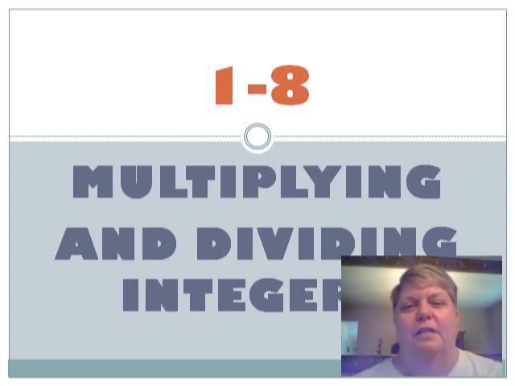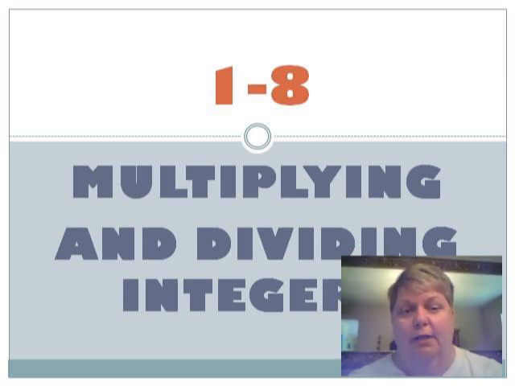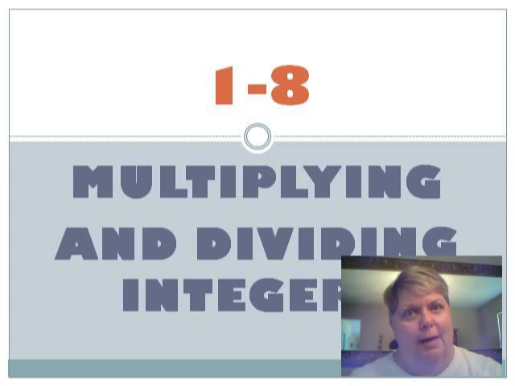All right, looks like we're ready to multiply and divide integers. Lesson 8. Very, very different than our adding and subtracting rules. So hopefully we can keep them all straight. That's going to be our key.